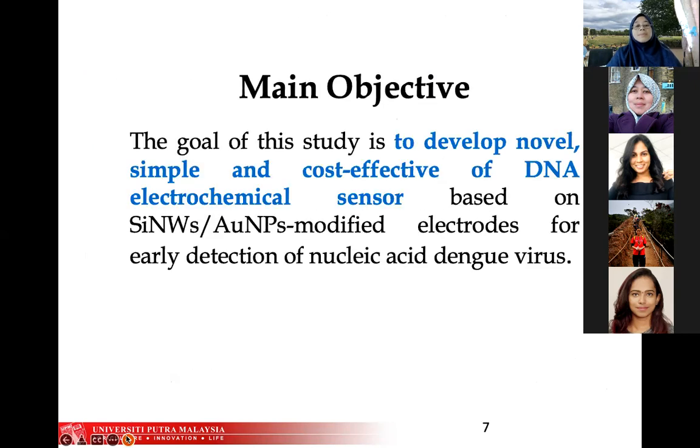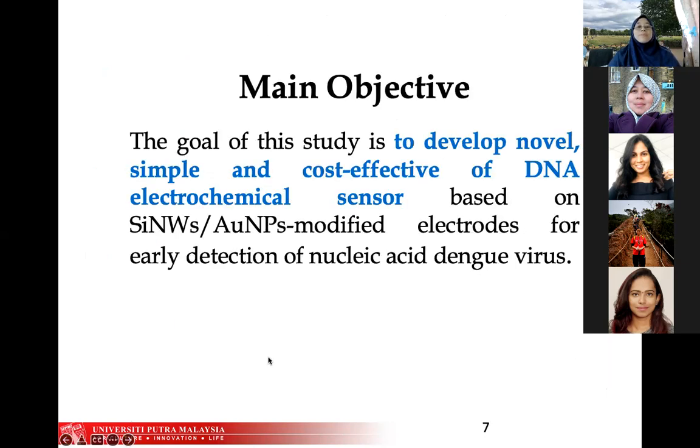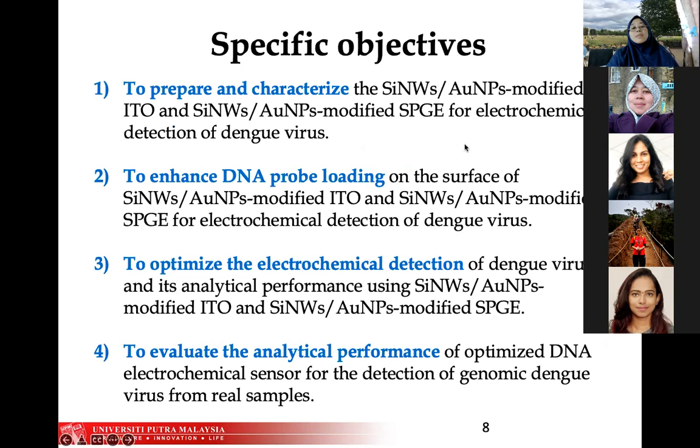All right. Now is the main objective. I find it very useful if I have a general objective followed by specific objective. So the general or main objective is the overall goal of the study, which is to develop a cost-effective dengue electrochemical sensor based on nanomaterial modified electrodes. So this is your main study, and then this is your specific objective, what you want to do.